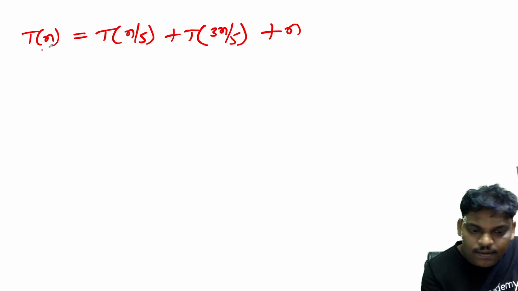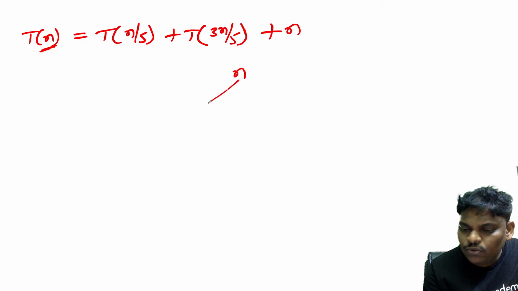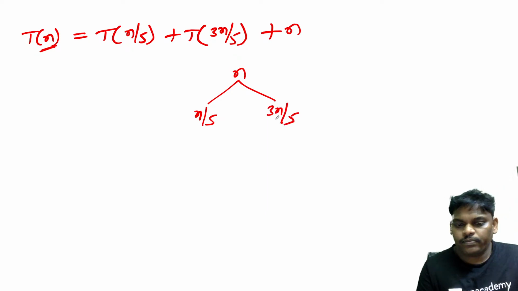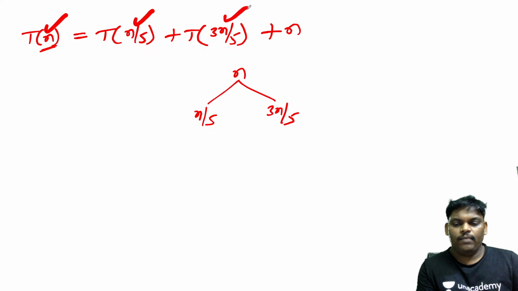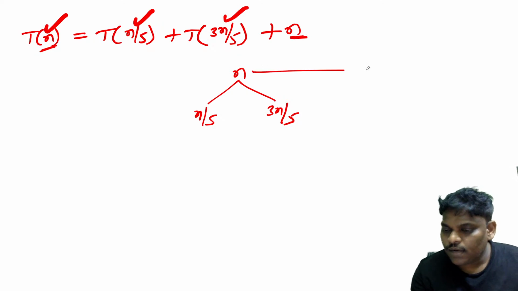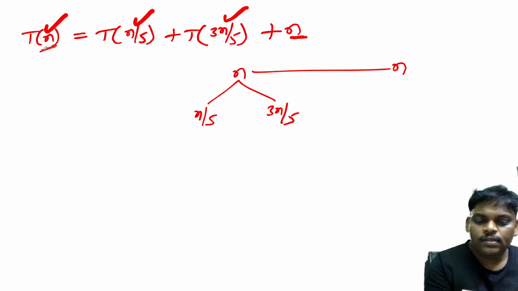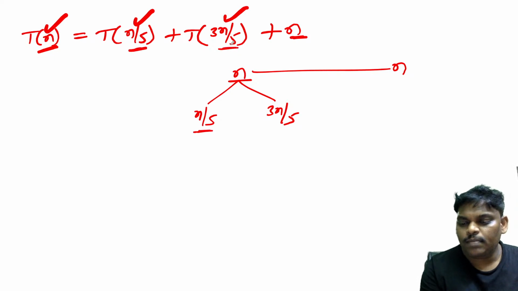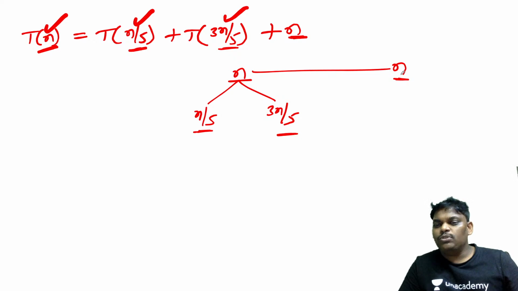See this one? This n is here. Divide it into two parts: n by 5 and 3n by 5. Totally 4 terms are there: this n here, this n by 5 here, this 3n by 5 here. Careful. If you can understand the first step, it is the same story further. Just copy the same story further.